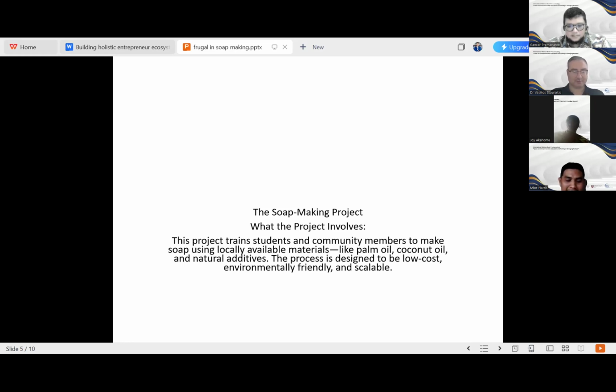Then we can also use some natural additives. We add this to it to make soap. And the process is designed to be very cheap and environmentally friendly and also very profitable for everybody, especially the students who have the initiative to want to do something like that.